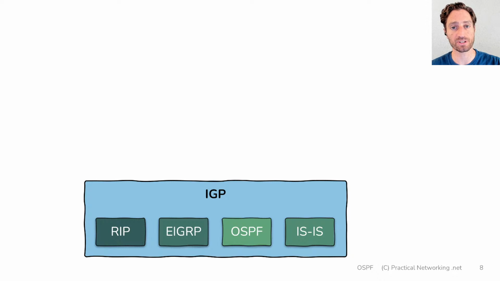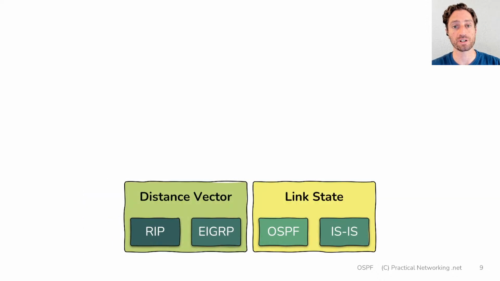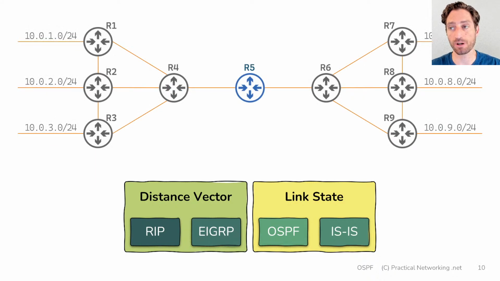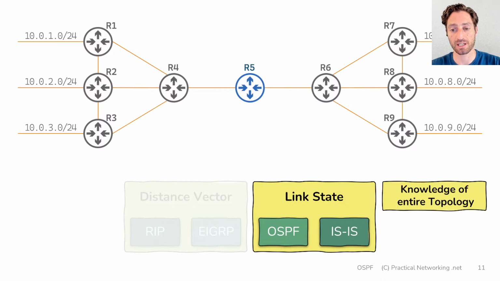With that said, let's focus on the IGPs. We can categorize these four protocols into two separate categories. Those categories are distance vector and link state. So let's use this topology to talk through it, and we're going to talk about the link state protocols first, which is OSPF and ISIS. Link state protocols provide the routers with knowledge of the entire topology.